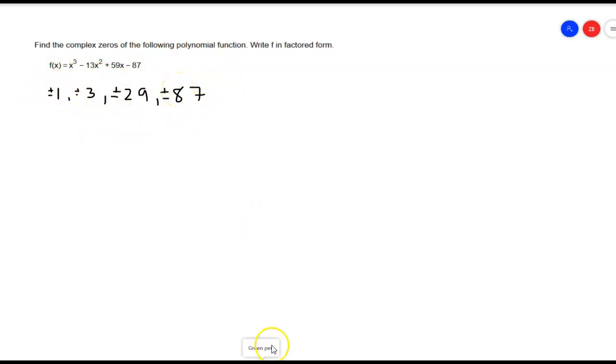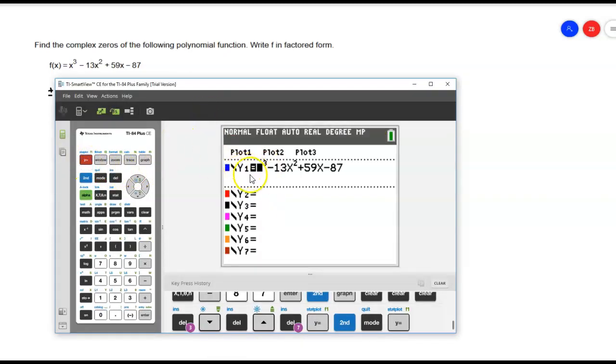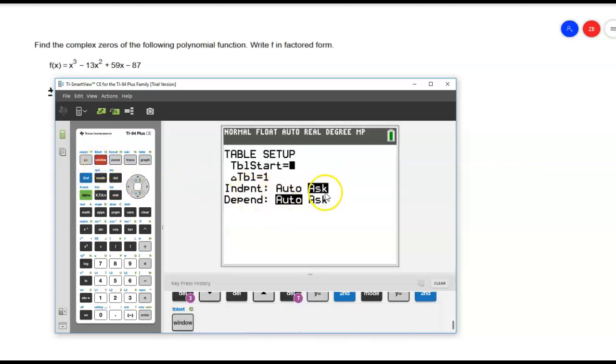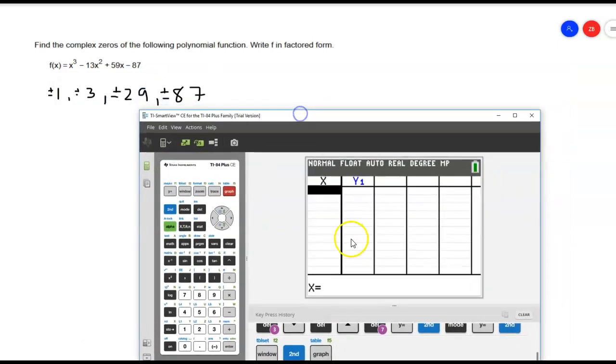And I'm going to use my calculator in order to test those. So what I'm going to do is go to my calculator. I've already put it in my y equals, so I'm going to put the function in just like this. And then remember, the easy way to do it is we go to second Windows, which is the table set, make sure our independent is on ask, our dependent is on auto, and then I'm going to do second graph, which is my table. And then for any x I put in here, it's going to evaluate it and put the y. And if I get a 0, then that means that value for x is one of my zeros of the function. So I'm going to try 1 and negative 1 first.